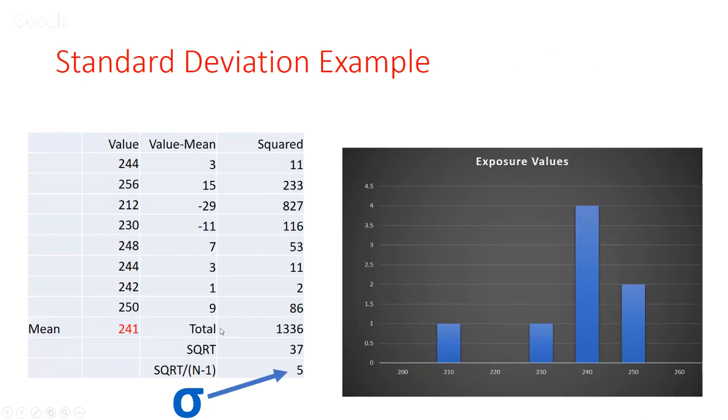At any rate, your total of deviations squared is 1,336. You take the square root of that, and then you kind of average it. You divide by the number of values minus 1, take the square root, and that's 5. So your standard deviation is 5.